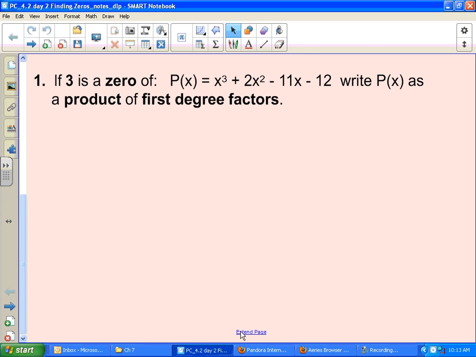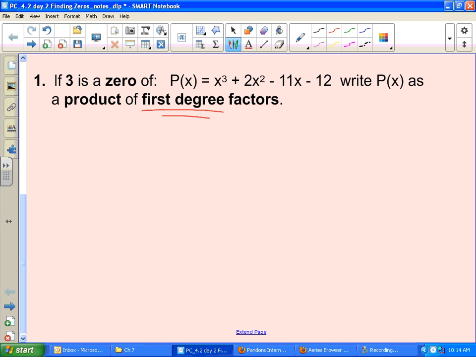So if 3 is a zero of this polynomial, then we're supposed to write it as a product of first degree factors. What does this mean? Give me an example of a first degree polynomial. First of all, first degree polynomials create what? A line. Very good, Austin. They are lines. So when it says a first degree polynomial, that means give me an equation of a line.